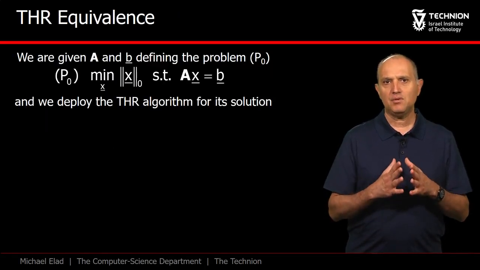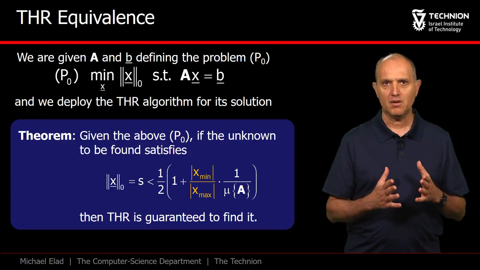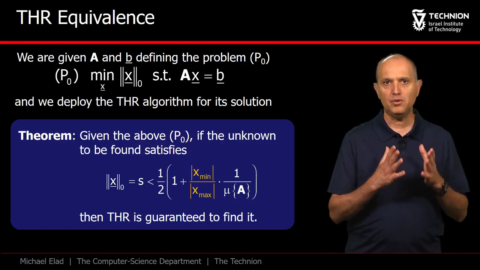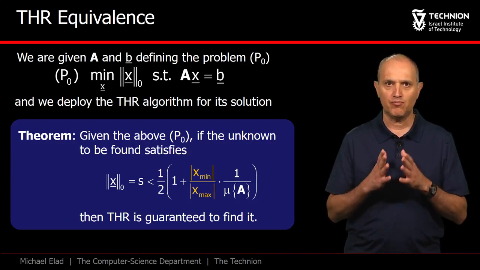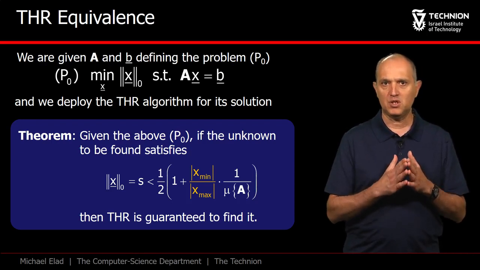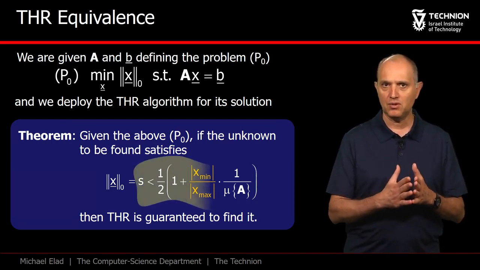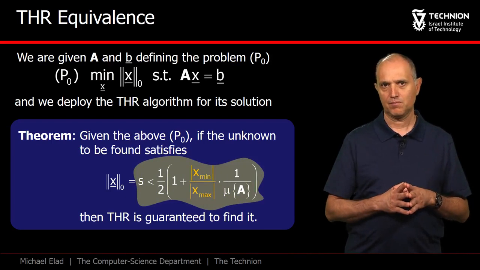And here is this result summarized as a theorem. The thresholding algorithm will produce the exact sparsest solution of P0 if this solution is sparse enough, following this condition that we have just seen.